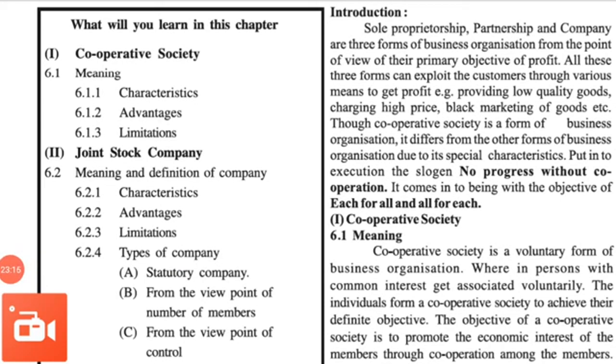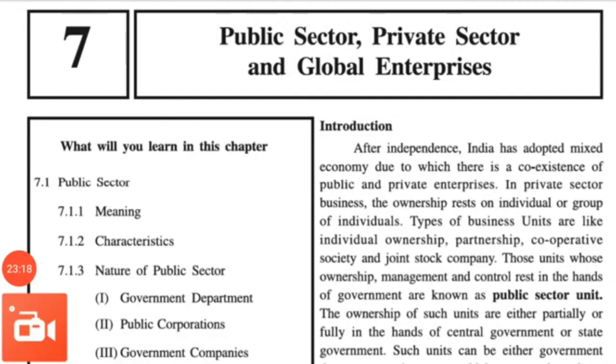Then chapter number 7, public sector, private sector and global enterprise. In chapter 6, we talked about the companies, and in this chapter we will study the public company, private company, global enterprise: the meaning and characteristics of these topics. Then chapter number 8.